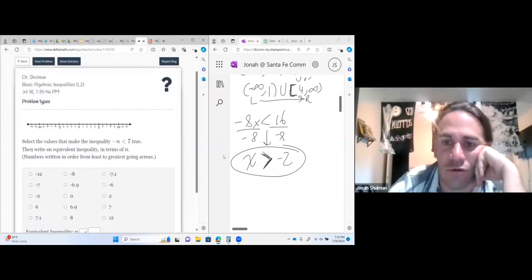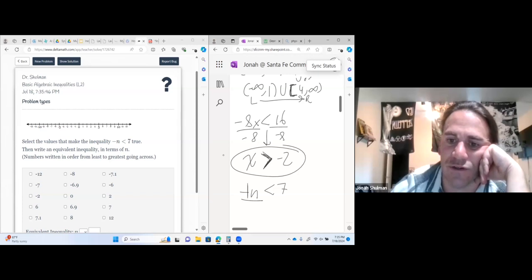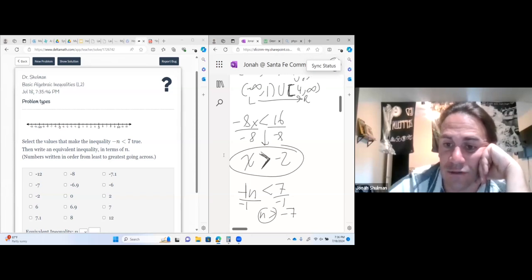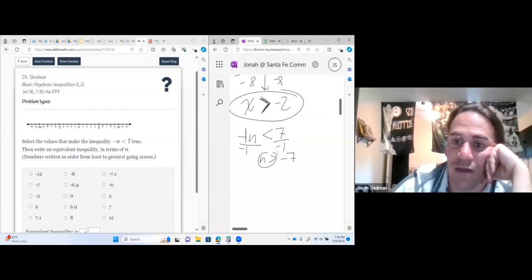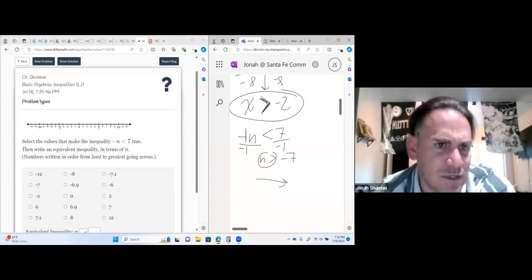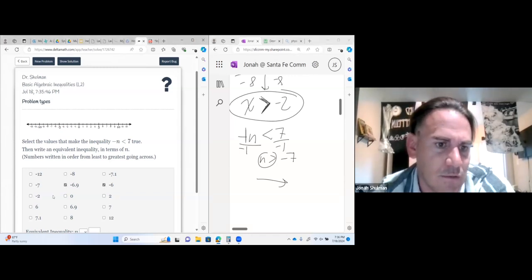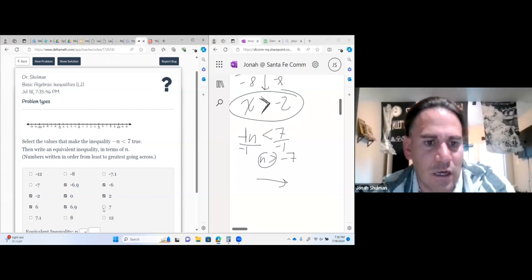All right, so now it's -7 is less than negative n is less than 7. We have to divide, we have to pretend there's a -1 here. So when we divide by -1, guess what happens? It's going to flip. So we want everything to the right. That's what this means. We want everything to the right of -7. So -7's here. We want everything bigger. It doesn't include -7. So we want everything to the right of it. And these are all the answers. Ta-da!